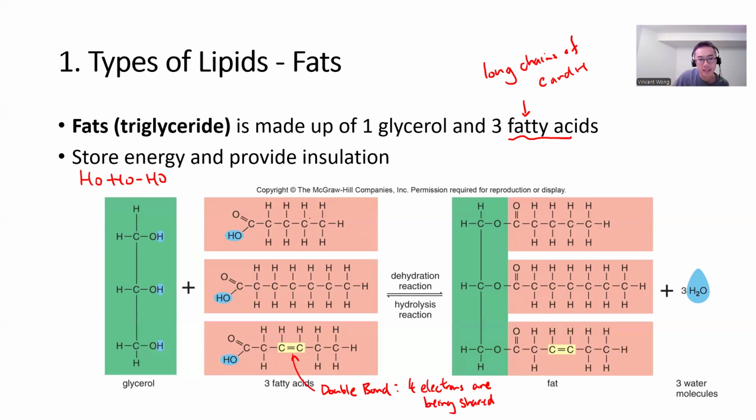I know this is very chemistry looking, and you will learn about single bond and double bond. But for now, I'm just going to keep it as simple as possible. Single bond is a single line, double bond is 2 lines, and single bond means 2 electrons are being shared.